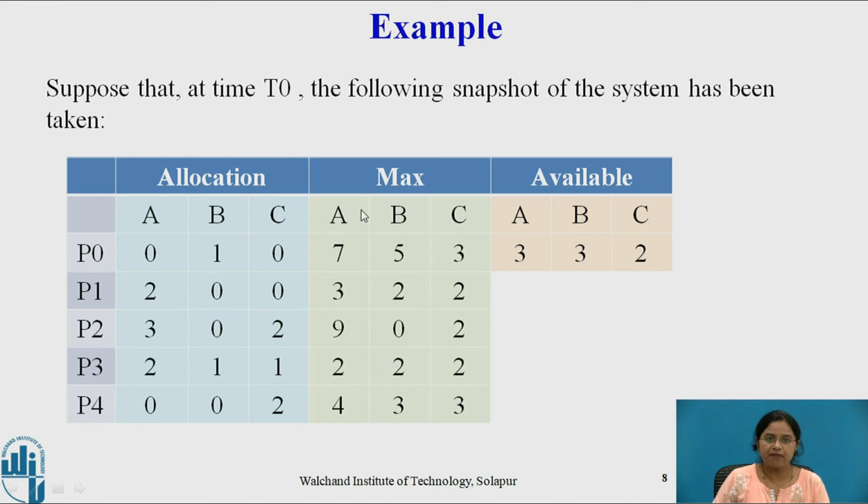And this Max matrix shows the maximum need of the processes in the near future. How we can apply the safety algorithm to find the safe sequence of the processes, and to satisfy the request made by the process, we are going to see in the next session. This problem we are going to solve by applying Banker's algorithm in the next session.